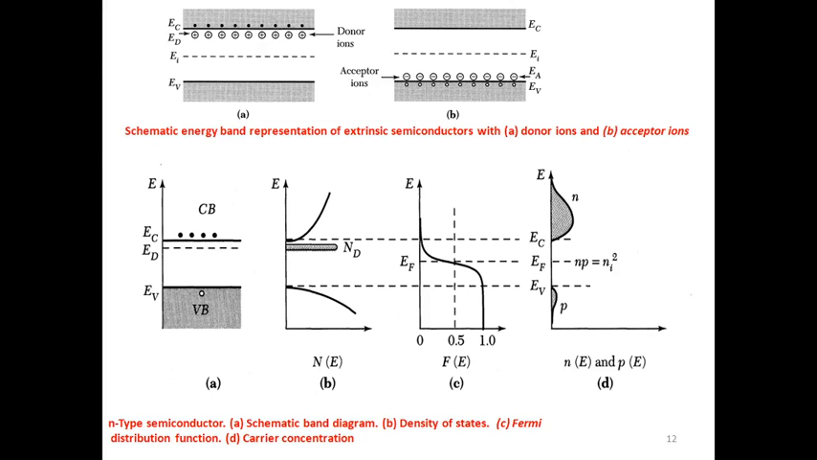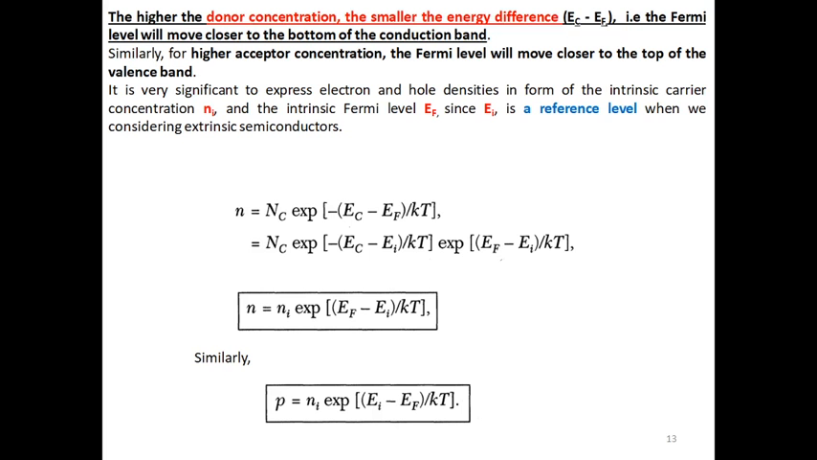If you recall the previous intrinsic carrier concentration figure and this figure, the shaded region of n is larger in size compared to p, because in an n-type semiconductor, electrons are the majority carriers and holes are the minority carriers. We'll also go for the p-type semiconductor figure, but before that, the higher the donor concentration, the smaller the energy difference EC minus EF. That is, the Fermi level will move closer to the bottom of the conduction band.